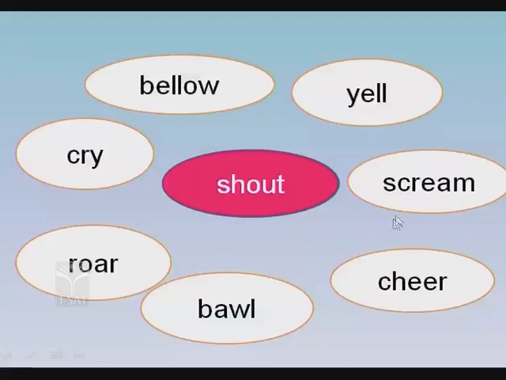And in the video also we could observe that there were different types of shouts. There were shouts of anger, there were shouts of pain, there were shouts for others to come and help them. Now, let us look at the next video and see what the next word is.